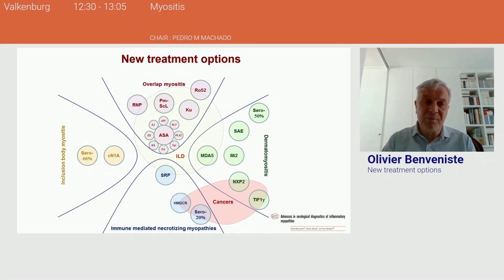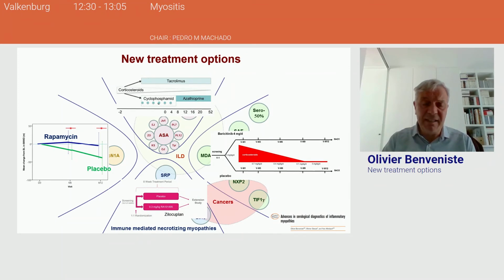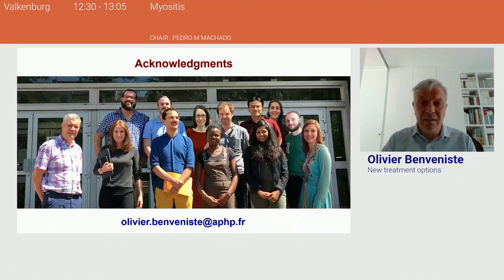And finally, for inclusion body myositis, for the first time, maybe we have something making patients a little bit better than the placebo, which is rapamycin. So I thank you for your attention, and this is the team of young researchers working with us. Thank you very much.